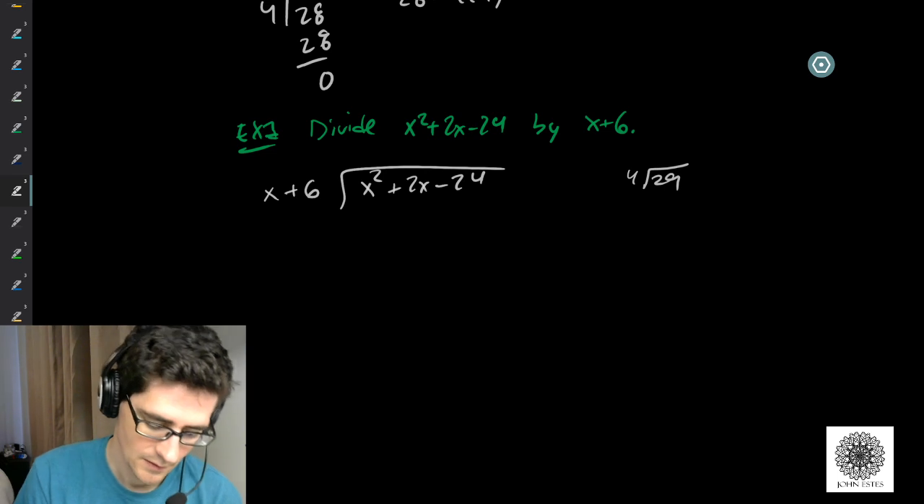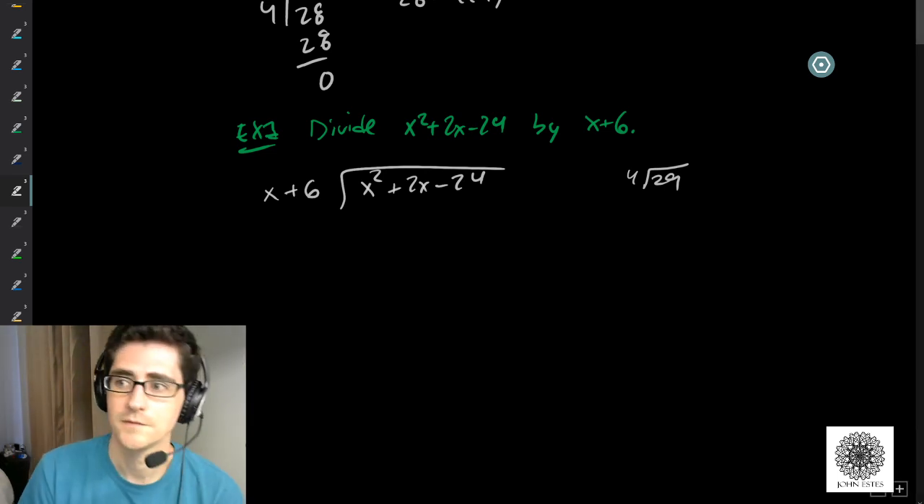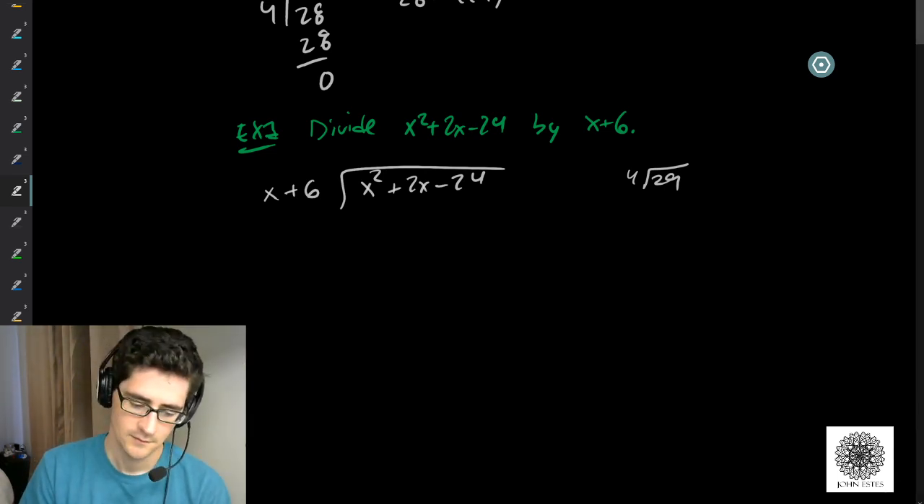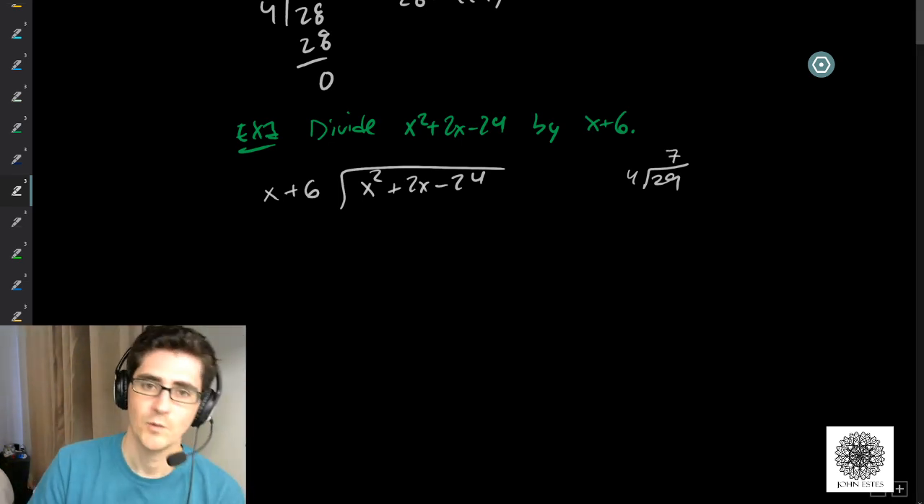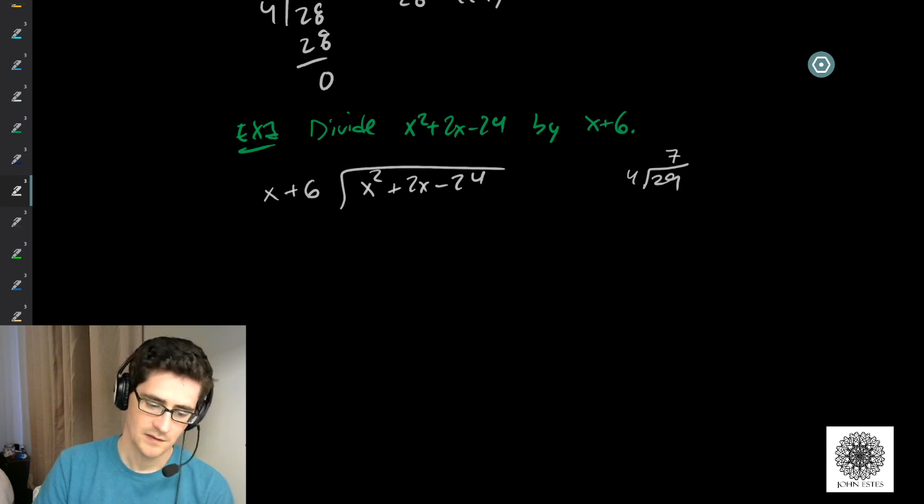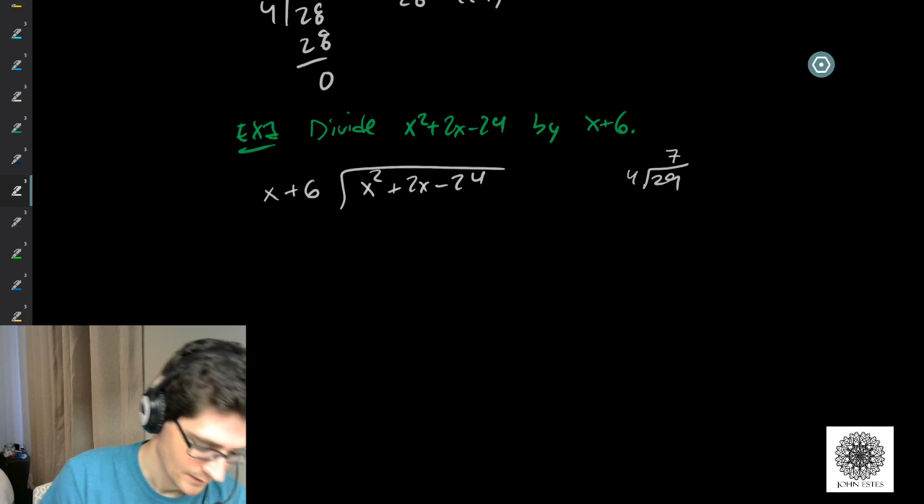All right, so we said 4 goes into 29 7 times. Okay, so the first thing we said was, how many times does 4 go into 29? Now, how do I do that with a polynomial?